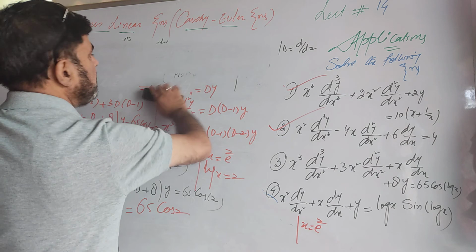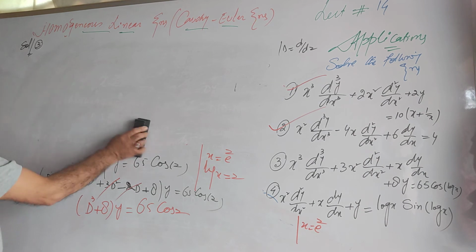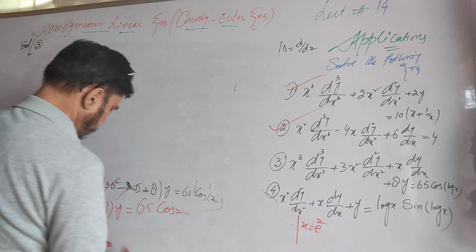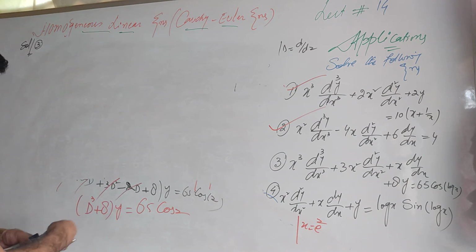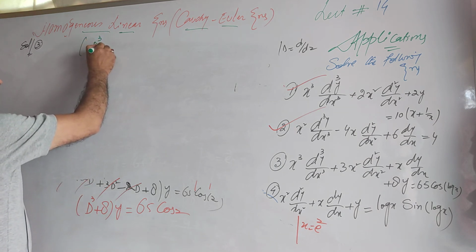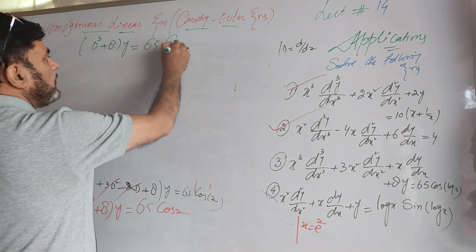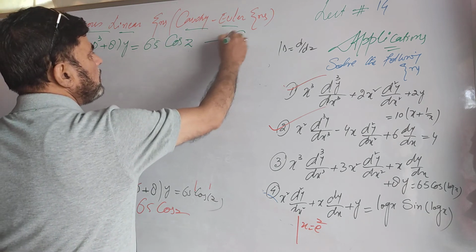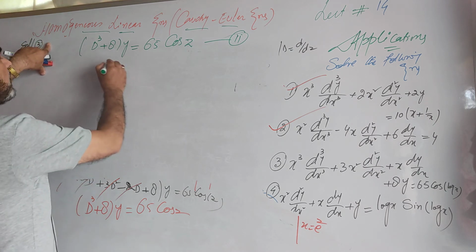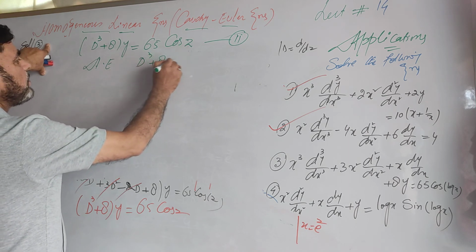So our differential equation gets reduced to D cube plus 8 y is 65 cos z. What is the auxiliary equation? It is D cube plus 8 equal to 0.